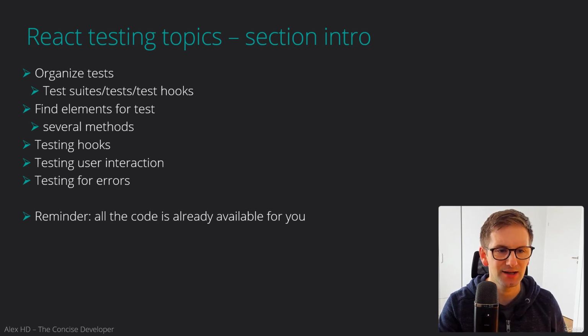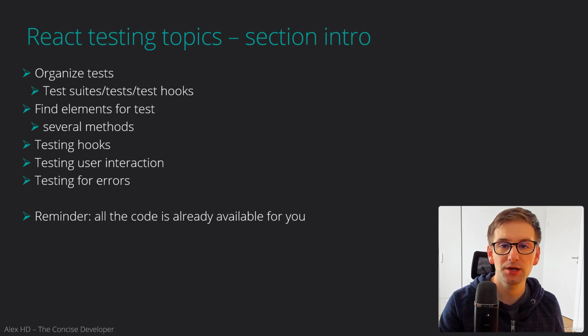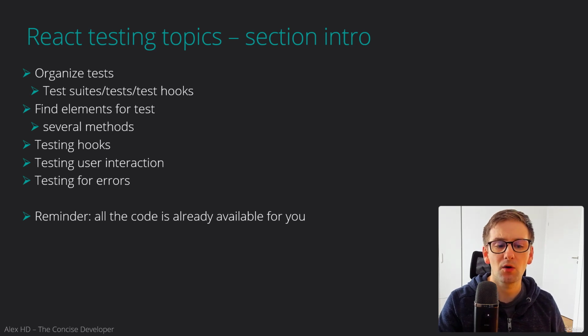in the next lecture. Then we will see how we can find different elements from the rendered document in order to test them. We will see several methods to find elements. We will see how we can test hooks, how we can test user interaction, and how we can test for errors. And as an important reminder, all the code is already available for you.